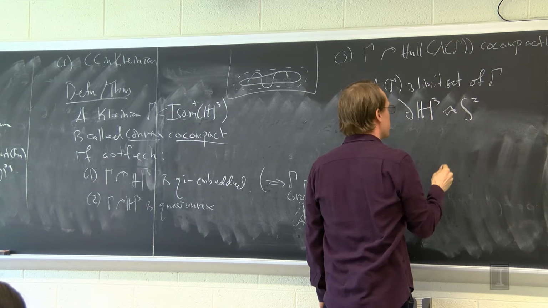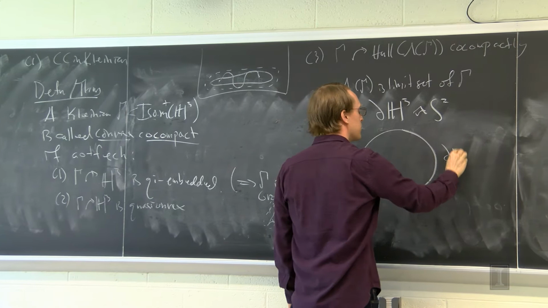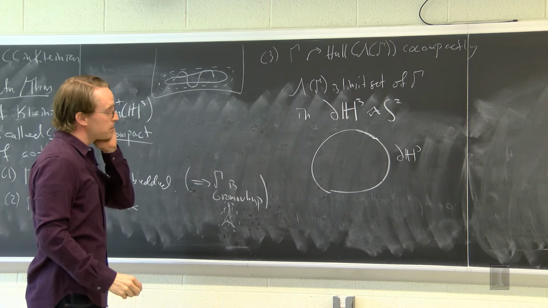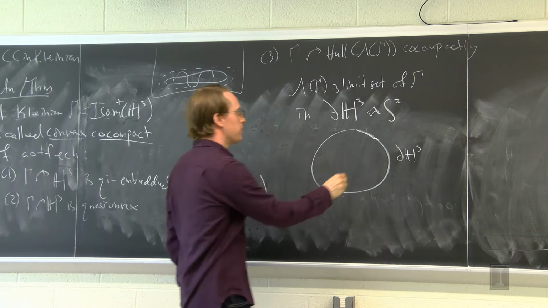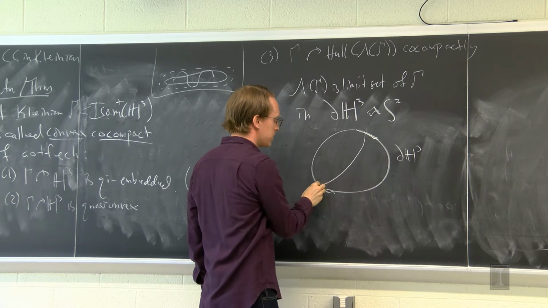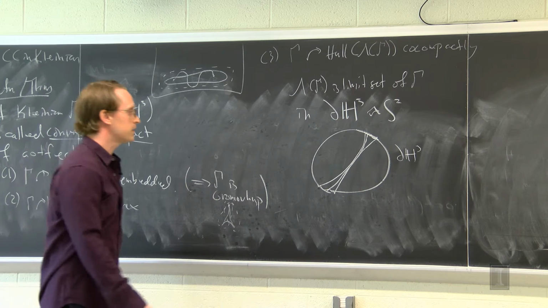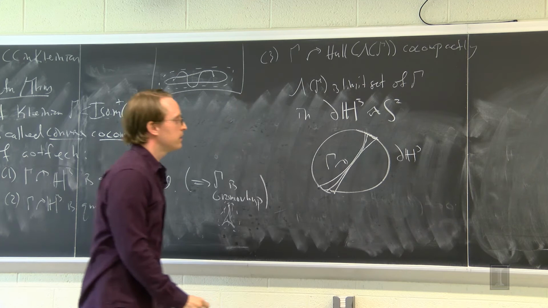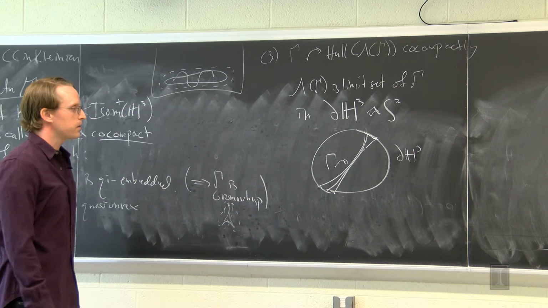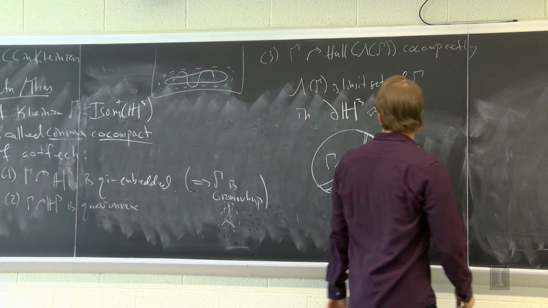So what's the cartoon two-dimensional picture? I have my boundary of H3 sitting out here. In this context, it's the smallest gamma-invariant subset of the boundary. And maybe it has some pieces. And then I look at all the geodesics between points in this boundary, and then I take the convex closure of that. And then the statement is that if you look at the quotient of the action of gamma on this, you get something compact. Okay. So this is a convex thing. It acts cocompactly on it, so you call it convex cocompact. All right.